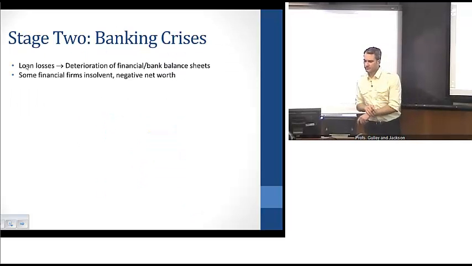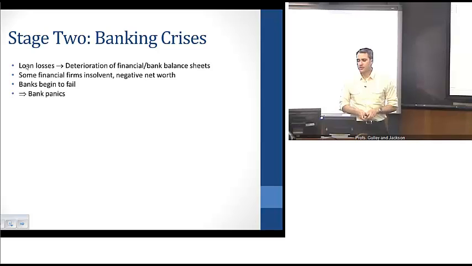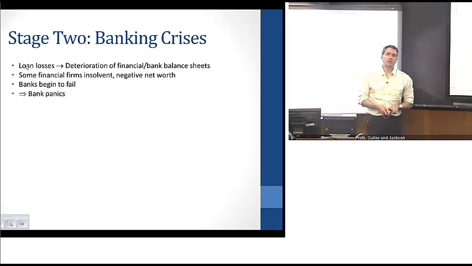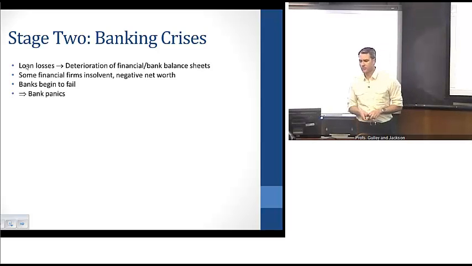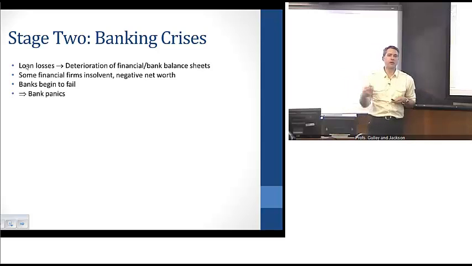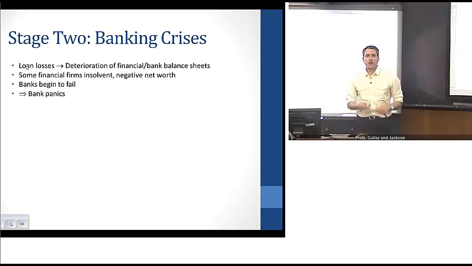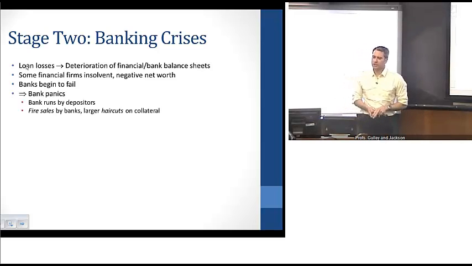So the basic mechanics of this are such that the banks are lending money out and the economy starts to collapse. And as a result, you have big losses on loans. And that's exactly what we saw in the financial crisis in 2008 and 2009. So you see a deterioration in the balance sheets of financial firms and banks. Some financial firms become insolvent, which means they can't pay off their current debts, and so they have negative net worth. And at that point, you start to see banks failing. And when banks fail, that becomes very problematic for the broader banking and financial system, because then you start to have bank panics. You have people running to the bank, pulling their funds out of banks, and that can accelerate very rapidly. So you see bank runs by depositors.